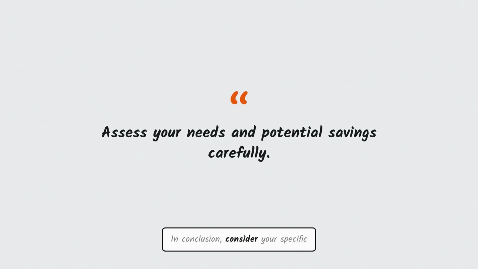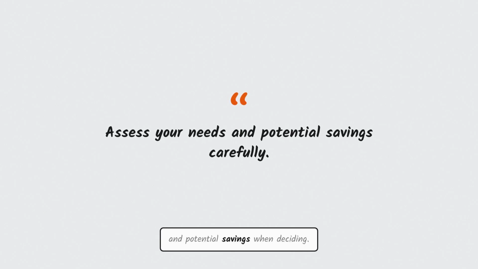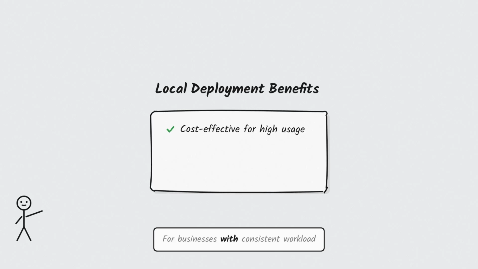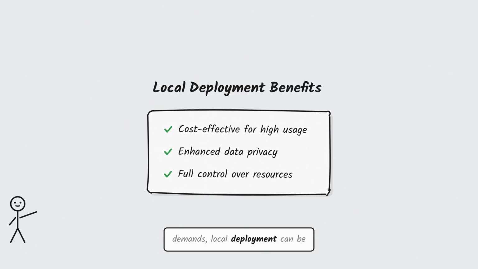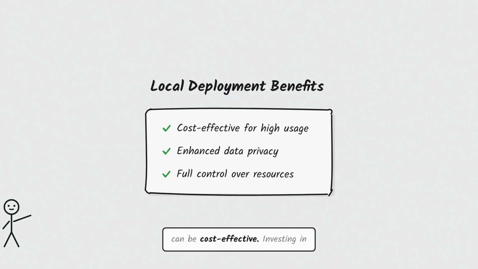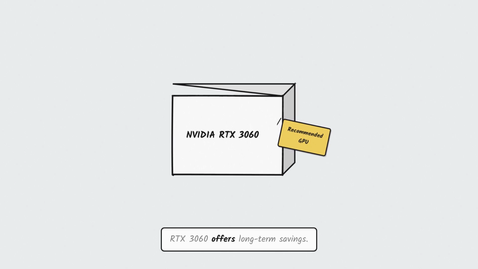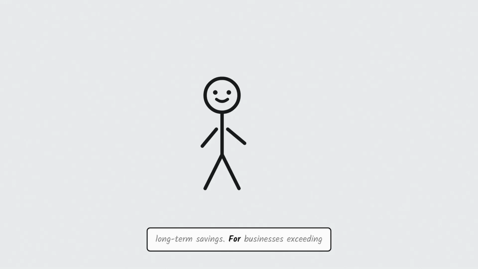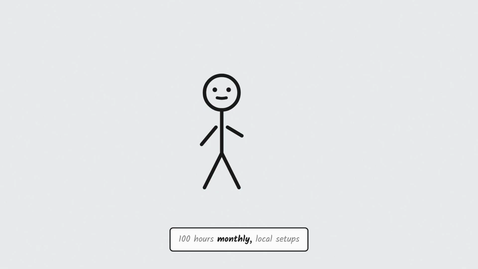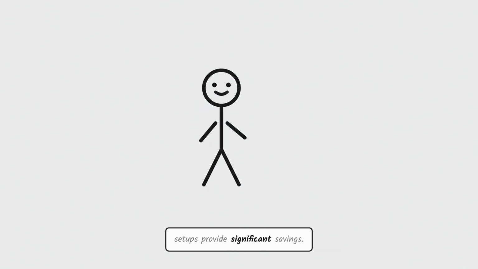In conclusion, consider your specific needs and potential savings when deciding. For businesses with consistent workload demands, local deployment can be cost-effective. Investing in a mid-range local setup like the NVIDIA RTX 3060 offers long-term savings. For businesses exceeding 100 hours monthly, local setups provide significant savings.